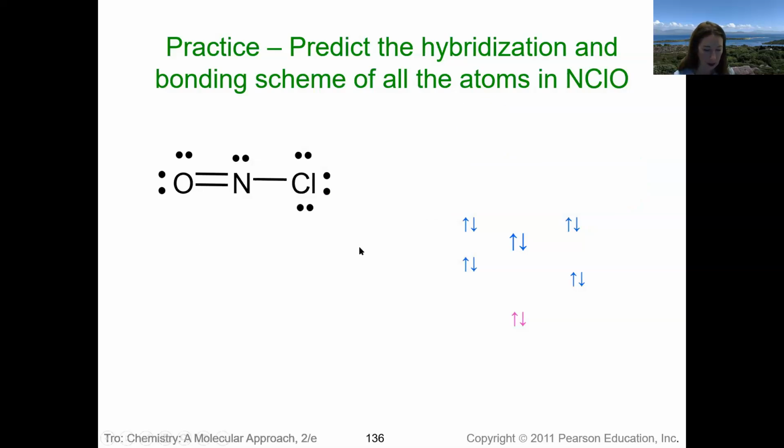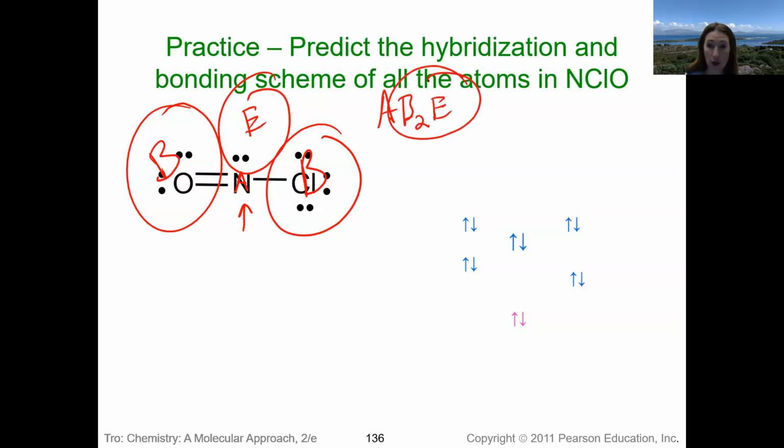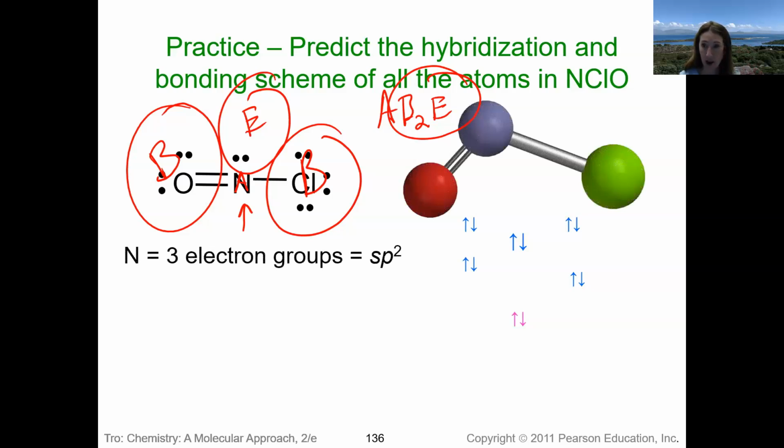Okay, so let's try this one. We only have one central atom here, it's nitrogen. And again, all we really care about is the number of things attached. So if this is A, there's 1 thing, 2 things, 3 things, AB2E. But again, that's 3 total things. So it's going to be s, p, p, sp2 hybridized.